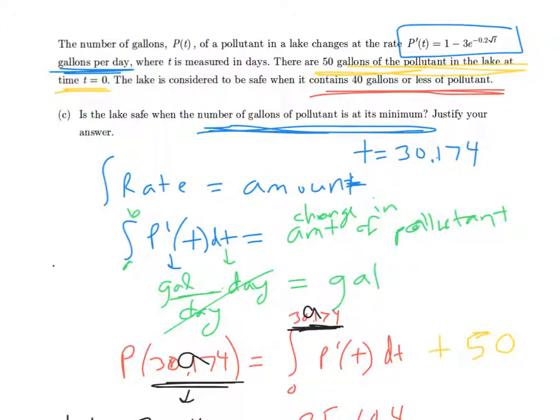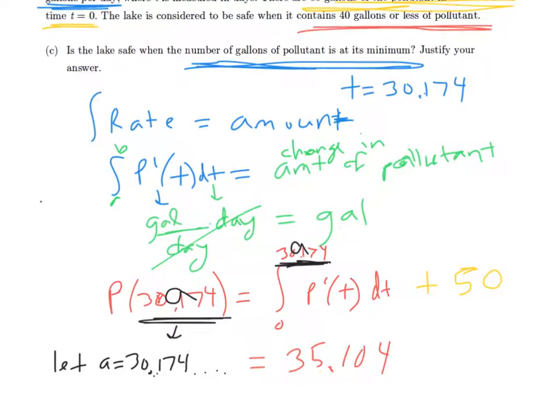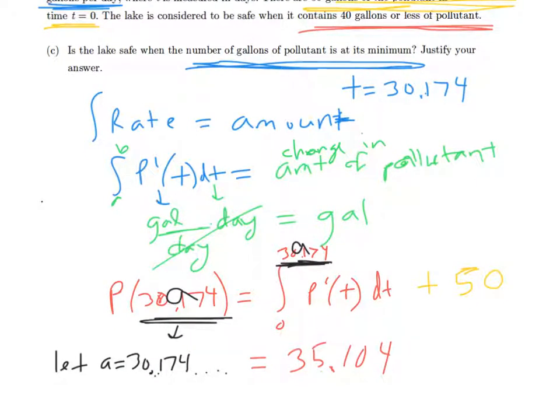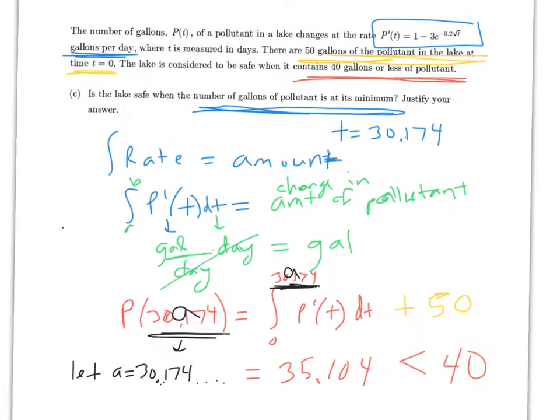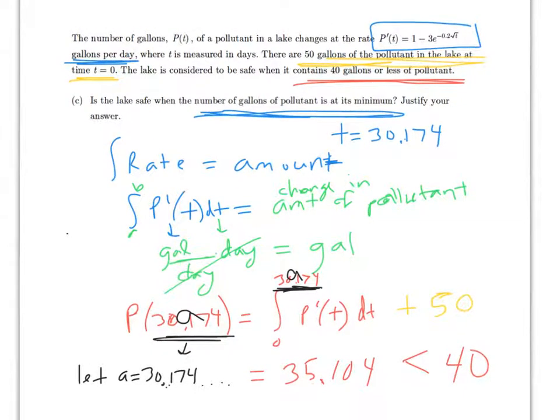So this is obviously not a hard question to answer mathematically. We got 35.104, and at this point I'm saying that that is less than 40. So yes, the lake is safe. So you're going to write out, I'm not going to take the time to do it right now, that yes, the lake is safe because the number of gallons of pollutant is less than 40. Obviously, the point of this question was to see if you could calculate the number, not to actually determine if you could decide what was less than 40.